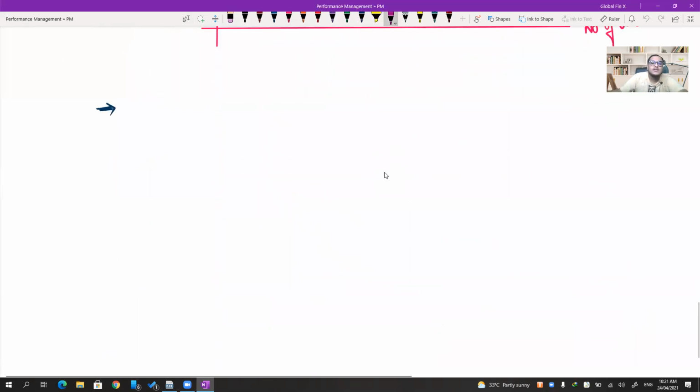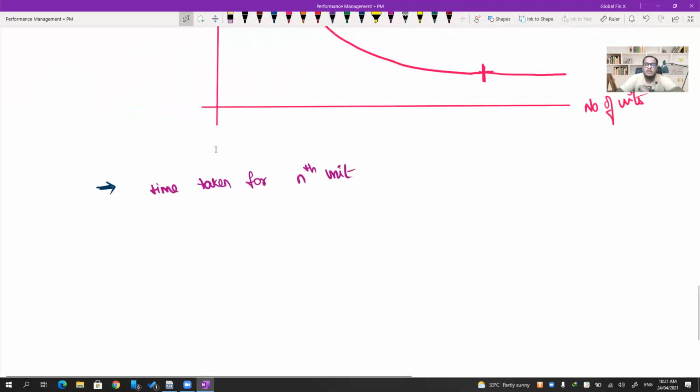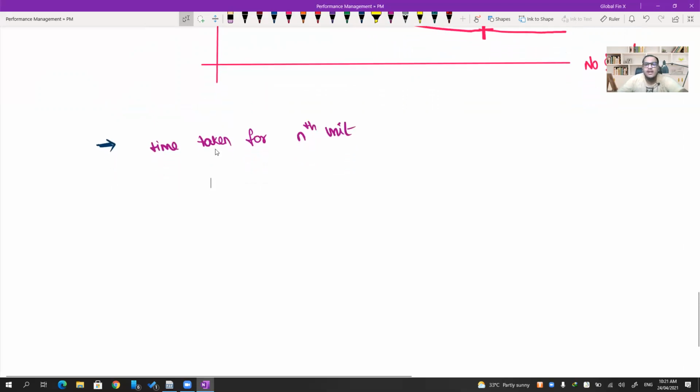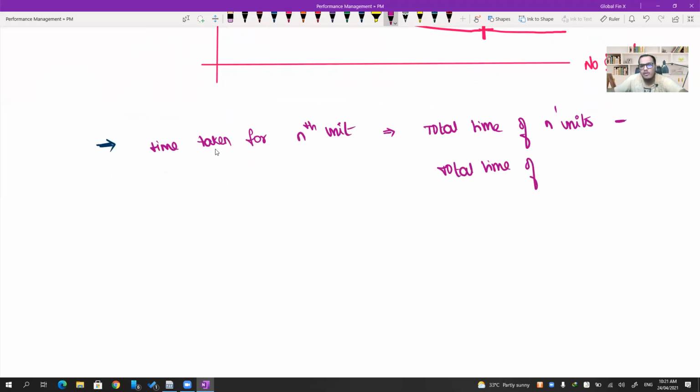For that you need to understand the time taken per nth unit, any number n, using the formula. That's a different story. But before telling you the formula, I'm telling you the logical explanation. Time taken for any given unit, the nth unit, can be calculated as total time of n units minus total time of n minus 1 units.